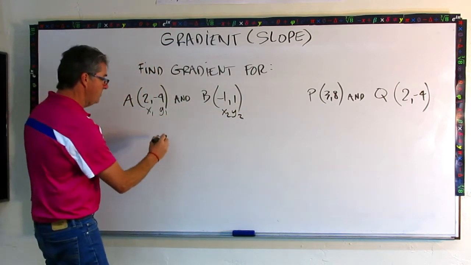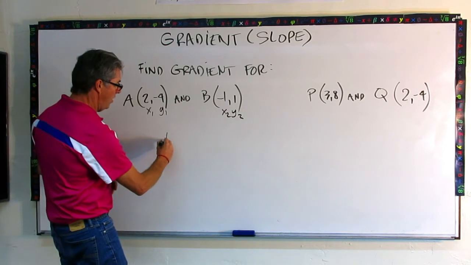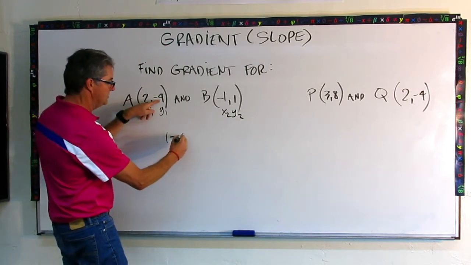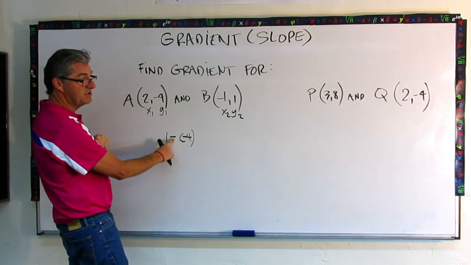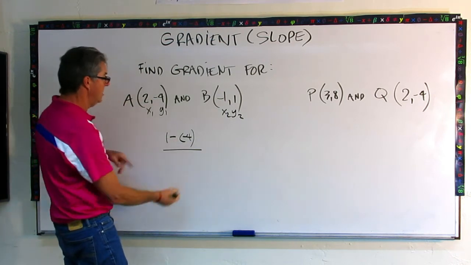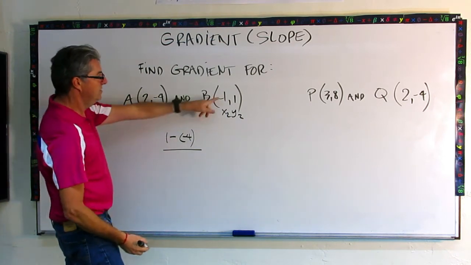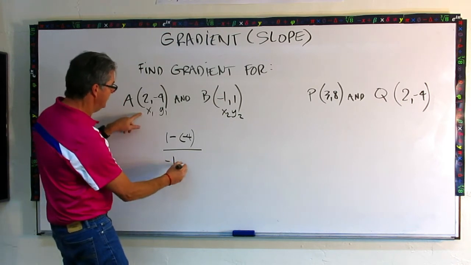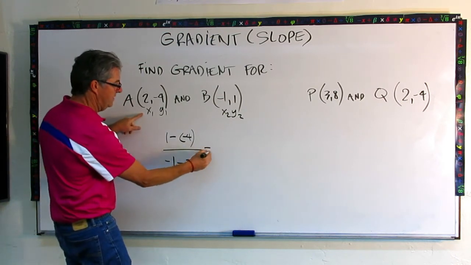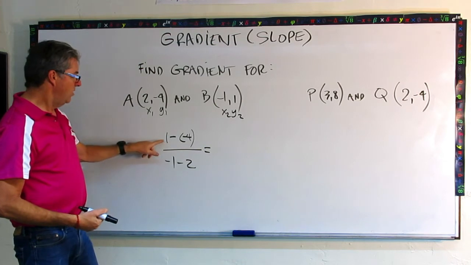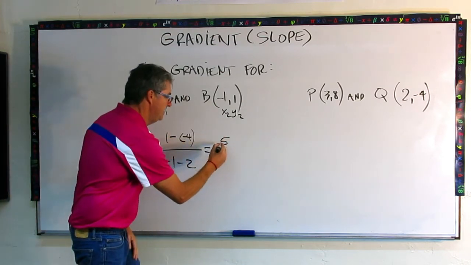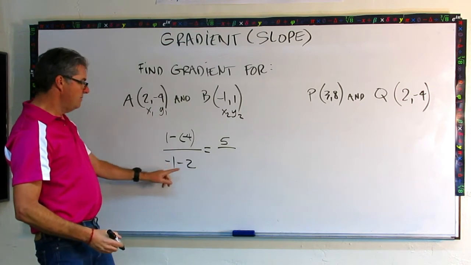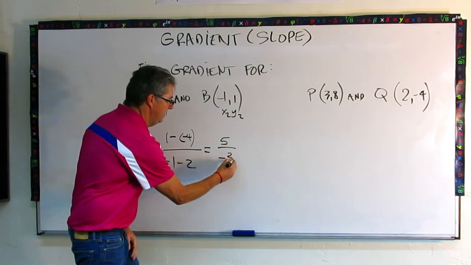So now my slope is going to be y2, 1, minus y1, which is -4. Keep track of your negatives. Remember, this is in the slope formula. So it comes across. Now we have x2, -1, minus x1, 2. Now we just simplify this. 1 minus -4 is 1 plus 4, so that's 5. And -1 minus 2 is -3.